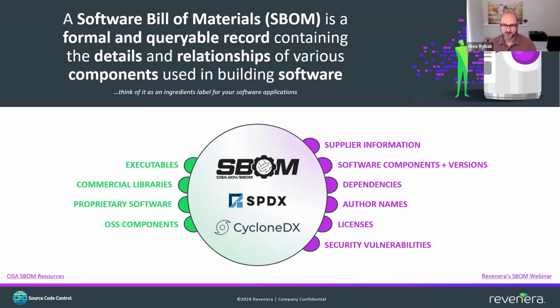So if you look at what goes into constructing a software bill of material, it's going to be all the executables, all the commercial libraries, all of your proprietary software that your team develops, and all the open source components that you use to accelerate time to market and innovation. And what comes out on the right is information about what are the parts inside the final application that's either delivered to a customer or deployed as a service. So information about the supplier, information about the software components and versions used to build the software, dependency information, who the authors are, licenses, and then associated security vulnerabilities.